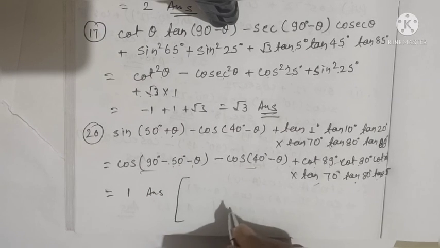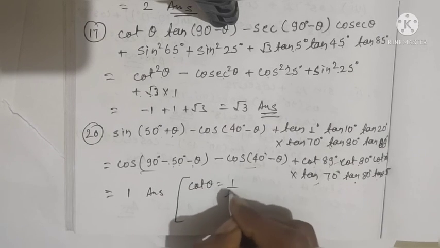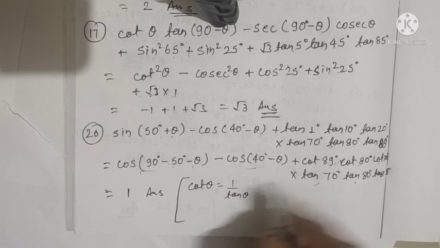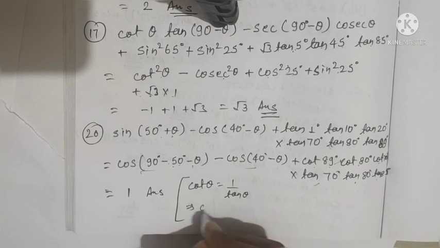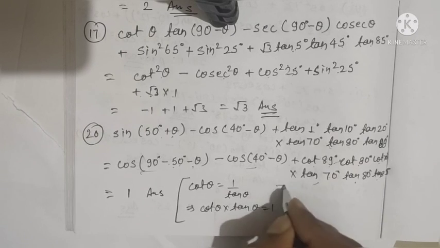Now for your clarification, I am writing here: cot theta is equal to 1 by tan theta. So that implies cot theta into tan theta is equal to 1.